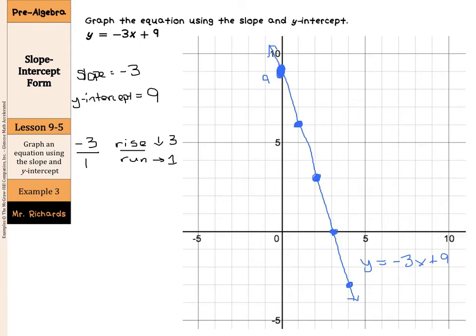There will be a time soon when you'll graph multiple equations on the same graph. We want to make sure we label our lines. So to recap, use your slope of negative 3 and your y-intercept of 9 to first graph the y-intercept, and then interpret your slope of negative 3 as negative 3 over 1. So every time you go down 3, you go to the right 1. Down 3, right 1. Down 3, right 1.